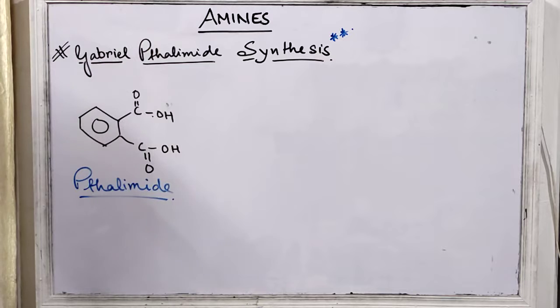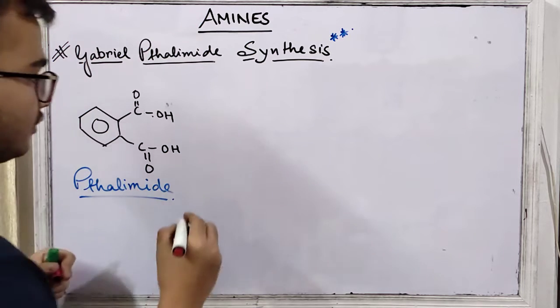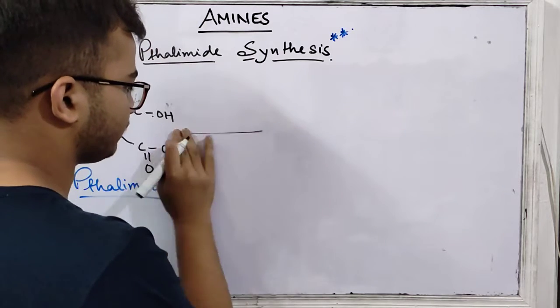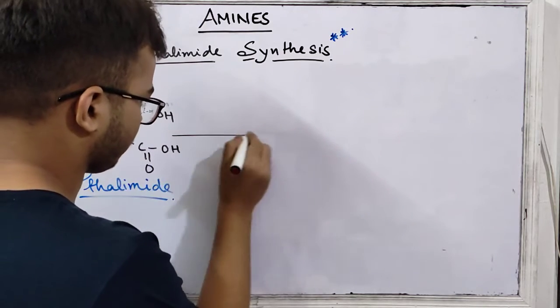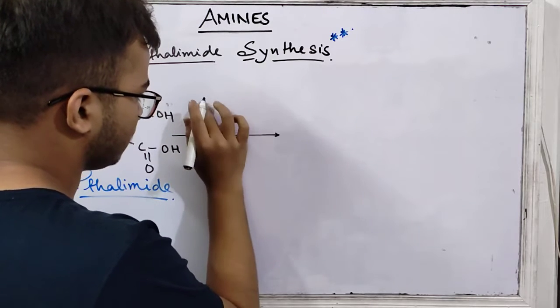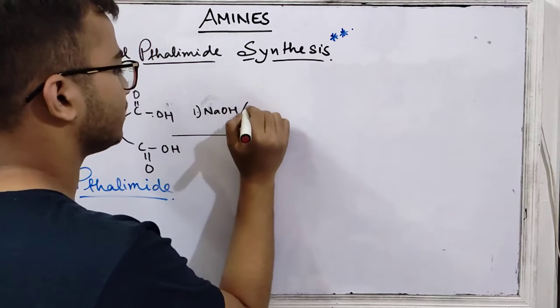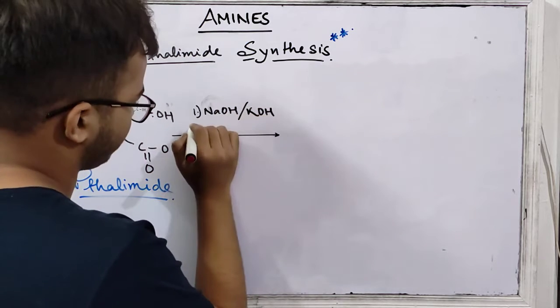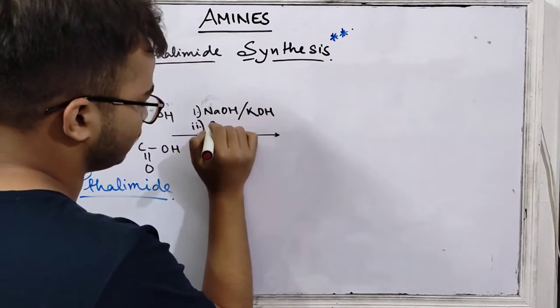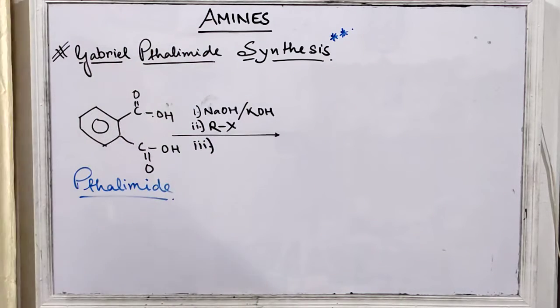Clear? Now, phthalimide, when you treat it with three things. So, what are the three things? First, you have to take a base, which is NaOH, or you can take KOH. Next, you have to take an alkyl halide, which is RX, and the third thing you have to take is water.